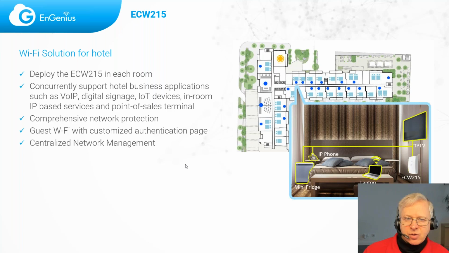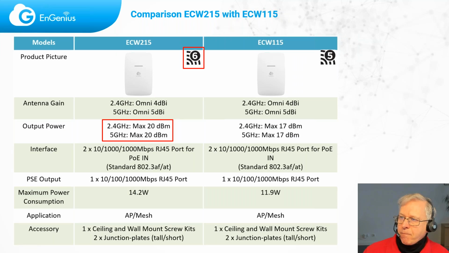So you have all those nice features like guest Wi-Fi, customized authentication pages and stuff like that. The differences between the 115 and the 215 are mainly that it goes from AC Wave 2 to AX. The other thing to note, well, it's not really important for the 2.4 gigahertz, is that the max power has increased a little bit, but it is important for the 5 gigahertz, because before we would be stuck at 17 plus 5, which is an ERP of 22 dBm, and now it will be slightly higher.